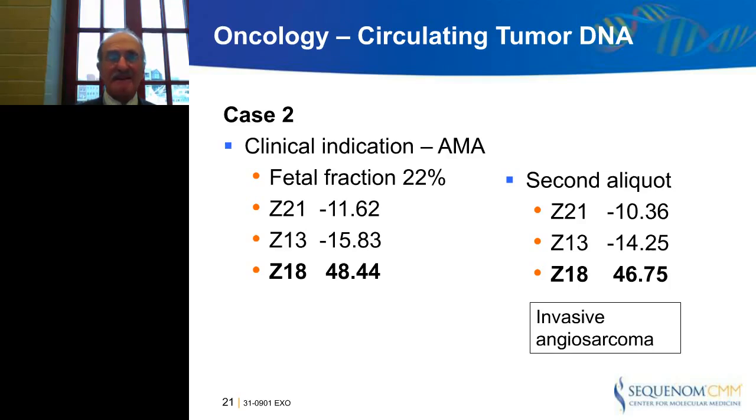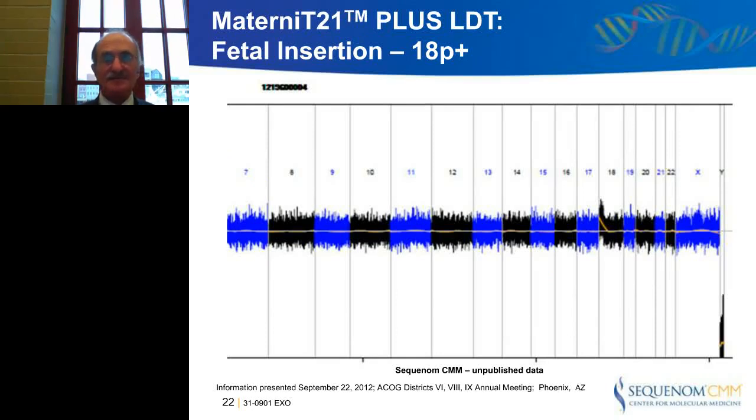Here's another case. In this case, it looked like 21 and 13 were deficient, and 18 was present in excess. These results were so surprising, we repeated them, and as you can see, the replicate is excellent. But once again, this is not the pregnancy. This pregnant woman also has an invasive angiosarcoma. Okay, so you'll see in a few minutes when we transition to cancer that it's the same principle, just not as mature.